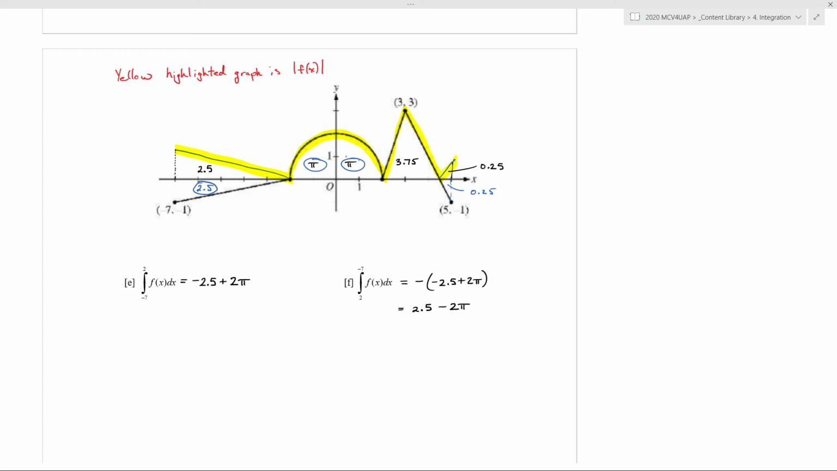So I'll repeat that again. When you have a function that's got areas above and below, the easiest way to do it is to consider that everything above is positive and everything below is negative, and then sum those multiple values. If you're integrating from left to right, that's your answer. If you're integrating from right to left, you take the negative of that answer.